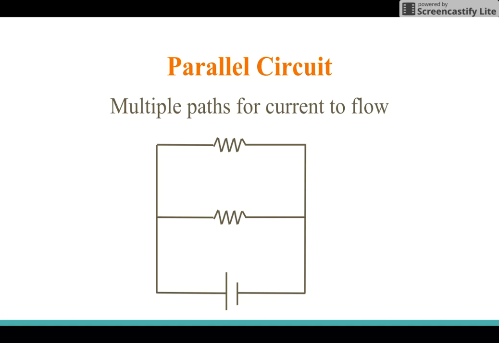When we talked about a series circuit, there was only one path for the current to flow, but when resistors are connected in parallel, as you can see in the circuit above, the current has multiple paths to flow. When the current flows towards a junction, the current will flow in both the path towards the top resistor and the path towards the bottom resistor. This is what makes parallel circuits unique and different from series circuits.